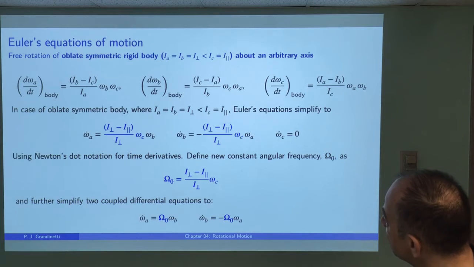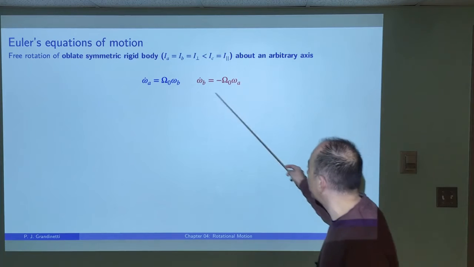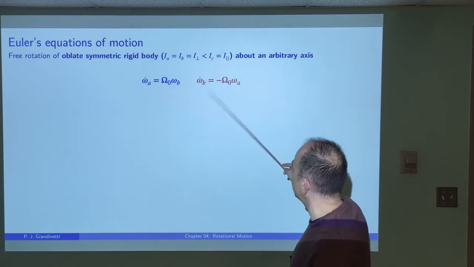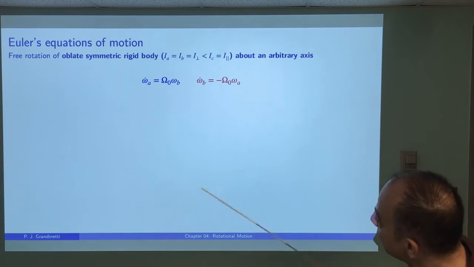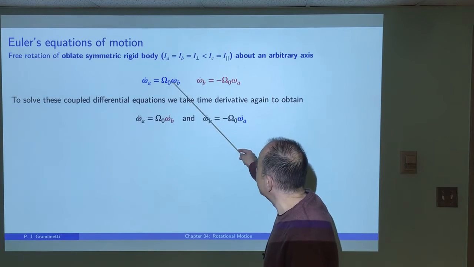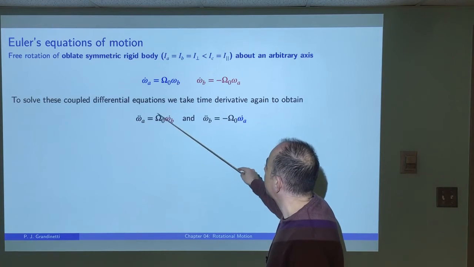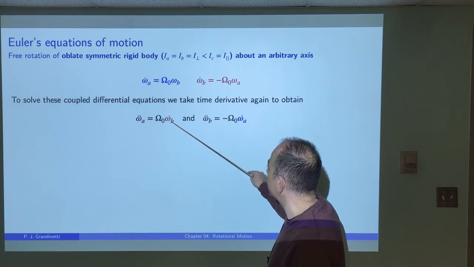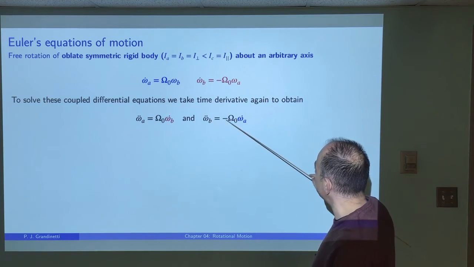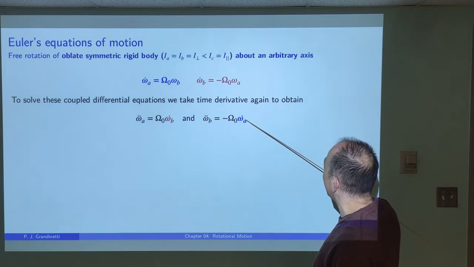So let's see how we're going to solve this. This is probably the first time we see such an equation in this course. So let's look at how we're going to solve this pair of coupled differential equations. There's one simple trick you can do to make this easy: just take the time derivative again of each of these. So omega A double dot is equal to capital omega naught times omega B dot, and omega B double dot is equal to minus capital omega naught times omega A dot.